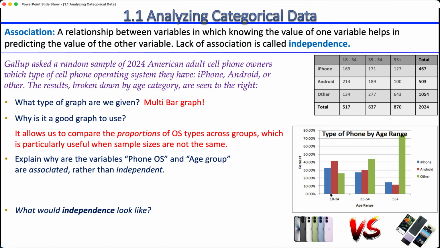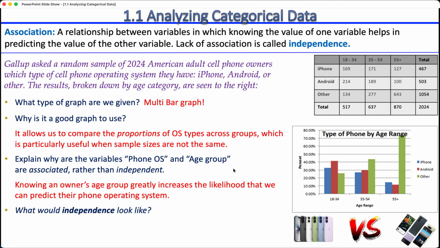You can also see the younger adults are much more inclined to be using iPhone than the middle-aged adults, who I guess are also opting towards other at greater frequencies, right? So yes, it is absolutely the case that knowing an owner's age group greatly increases the likelihood that we can predict their phone operating system.